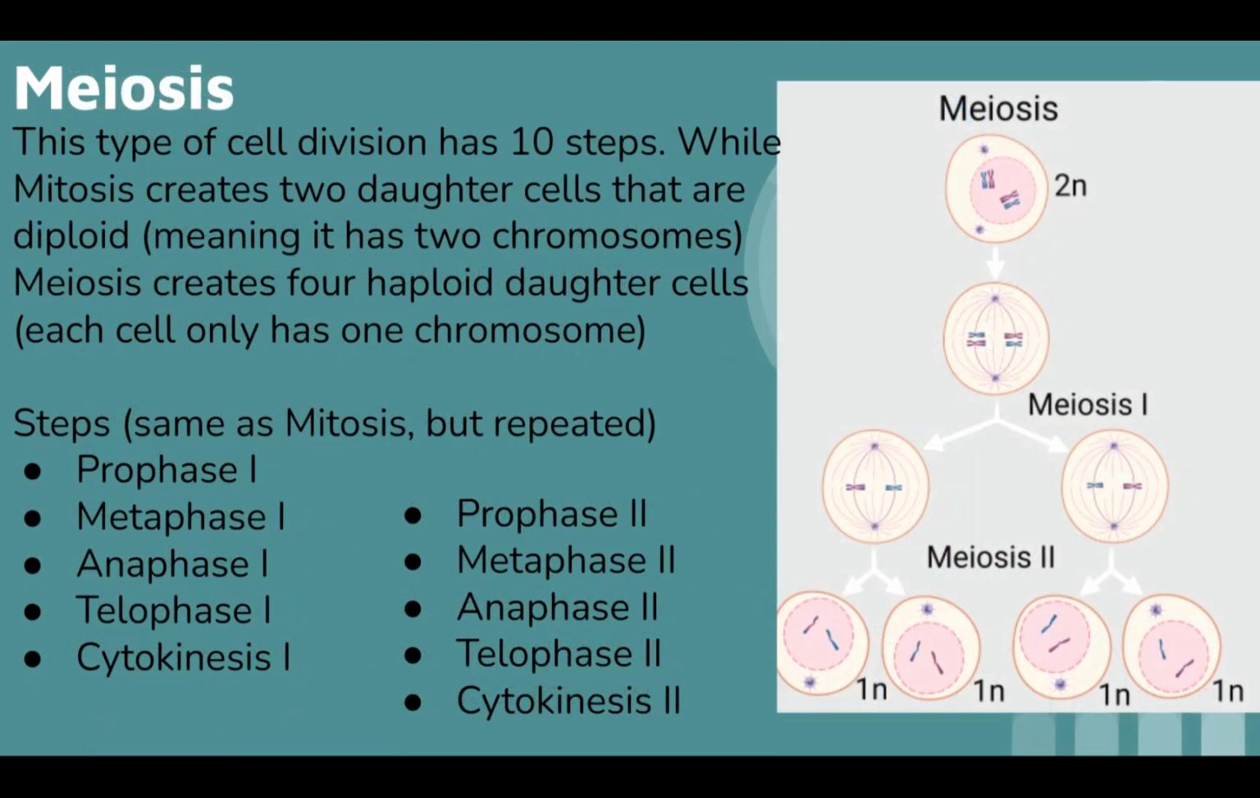Next we have meiosis, which is similar but also different. This type of cell division has 10 steps, which sounds complicated, but while mitosis creates 2 daughter cells that are completely identical and diploid, meaning they have 2 chromosomes, meiosis creates 4 haploid daughter cells, and each only has 1 chromosome. Also, mitosis creates 2 daughter cells that are completely identical, while meiosis creates 4 daughter cells that are completely unique. Now the steps for meiosis are the same as mitosis, but repeated twice, and we can see down below.